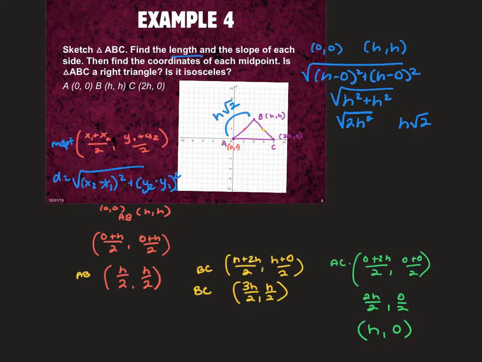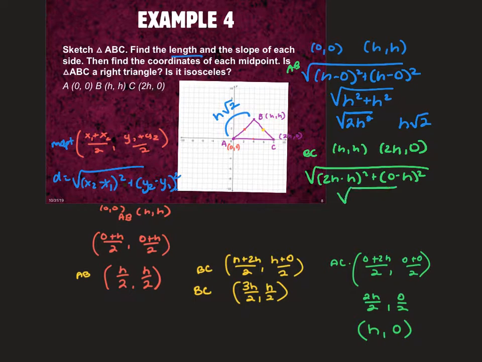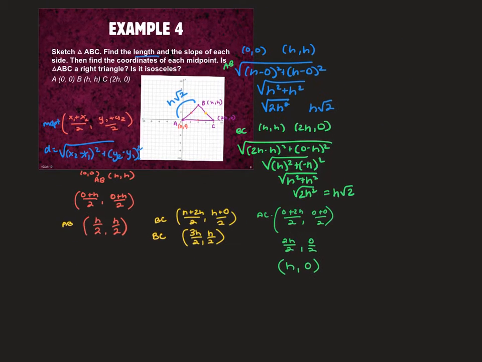Then I want to find BC. So now I've got H, H, and then 2H, 0. So 2H minus H squared plus 0 minus H squared. This is H squared plus negative H squared, or 2H squared, which again is H root 2. That's BC. And then the last one is AC. And this one you can actually count because it's horizontal from 0 to 2H. This is 2H.